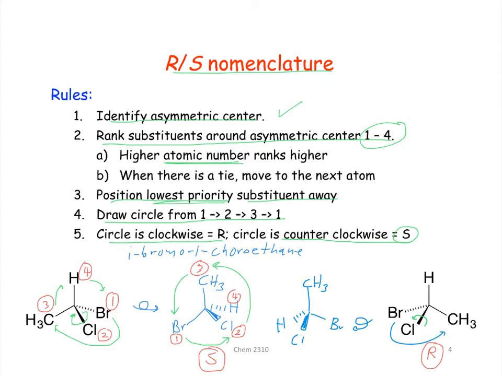Alright, so let's write out our rankings again. So let's see, bromine was 1, chlorine is 2, methyl group is 3, H is 4. So now let's draw our arrows. We go from 1 to 2, 2 to 3, and 3 back to 1. Notice that our arrows are now going clockwise, and so this one is in fact R.